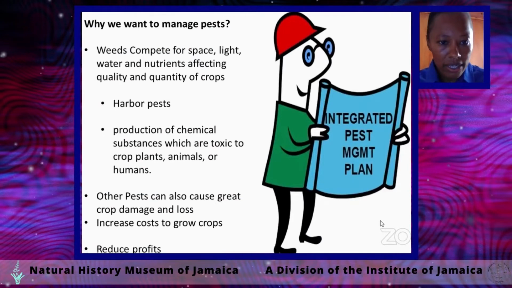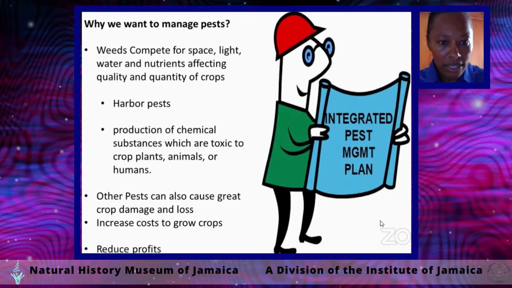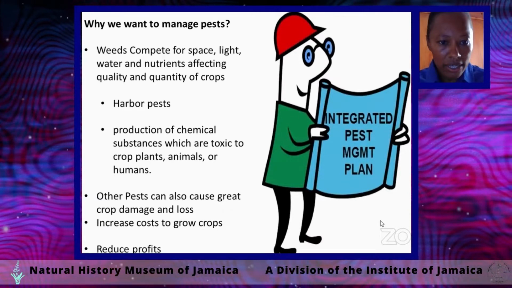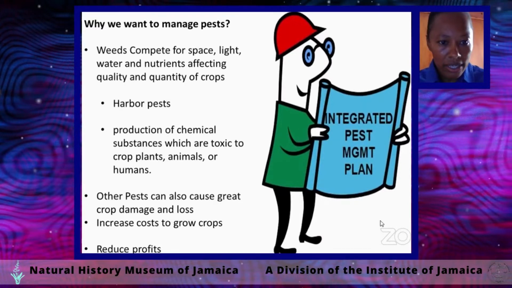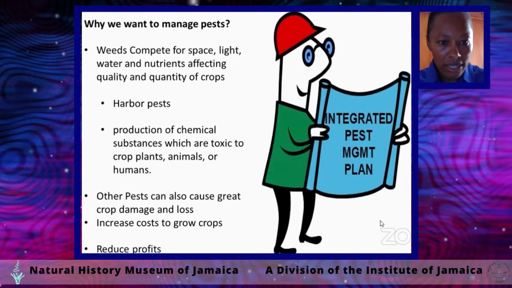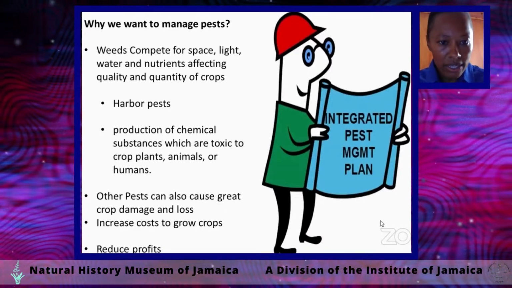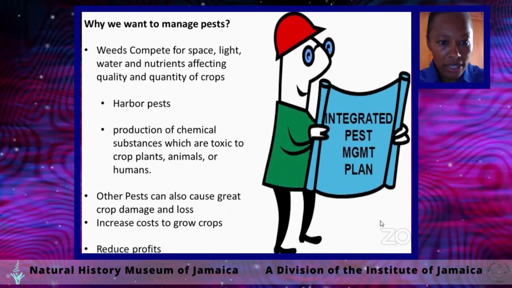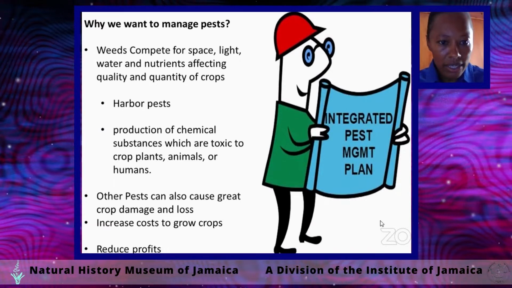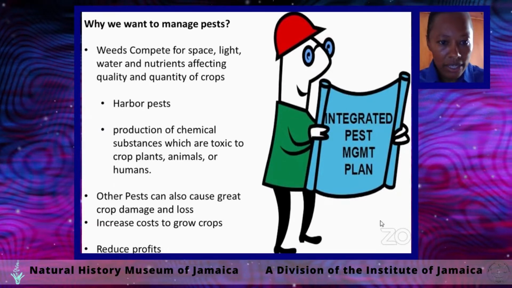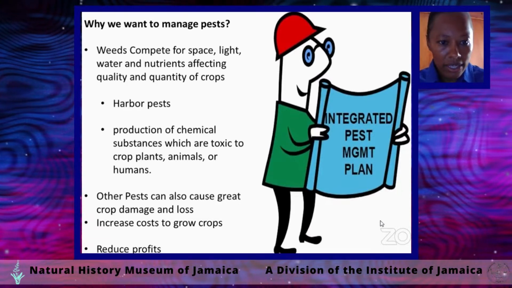So as I was saying, weeds compete with plants for important things that they need to develop properly, such as space, light, water, and nutrients, and therefore it will affect the quality and the quantity of the crops that are produced. Weeds also harbor pests that can affect the crop, and produce chemical substances which are considered toxic to plants, the crop plants, animals, and humans.